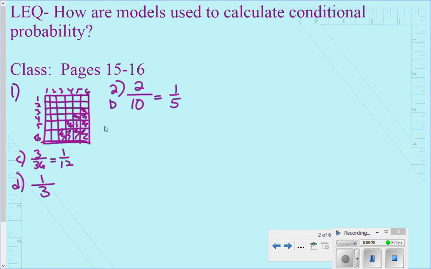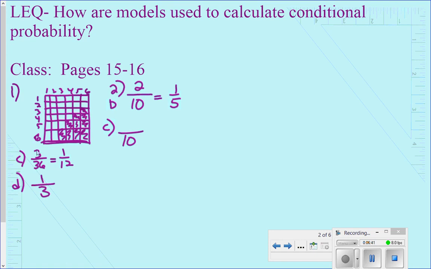So then C, same idea. Again, if you know the sum is more than 8, I'm looking at only those 10 that all have equal probabilities, and then I'm looking for the probability that exactly one 6 is showing.